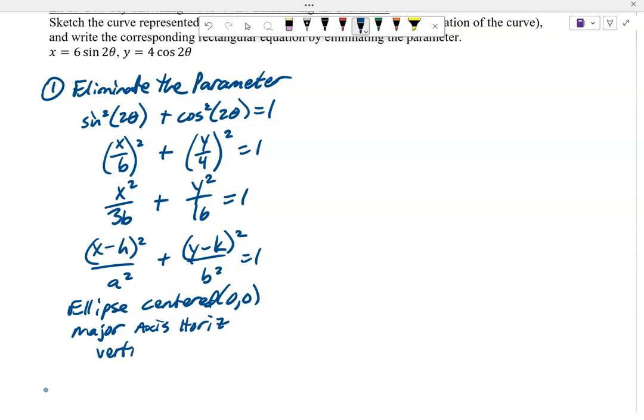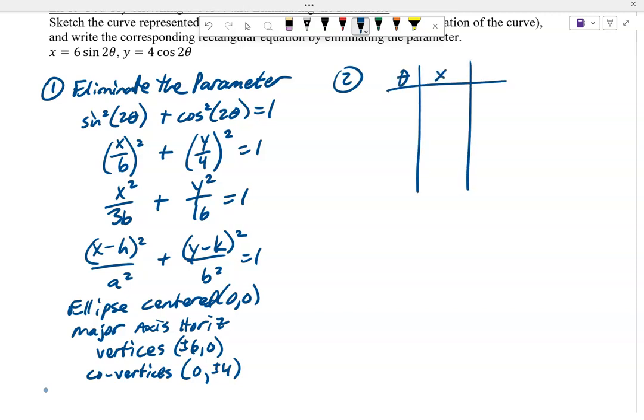The vertices, a squared is 36. So 6 to the right, 6 to the left from the center. So plus minus 6, 0 would be my vertices. The co-vertices, which come from the b value there, would be 0, plus minus 4. Let's go ahead and plot some points here.